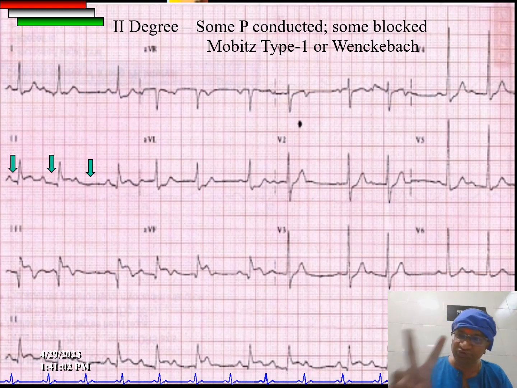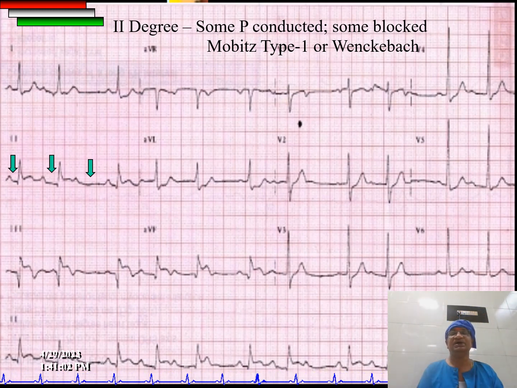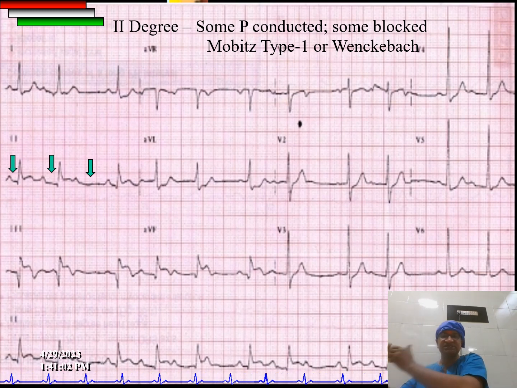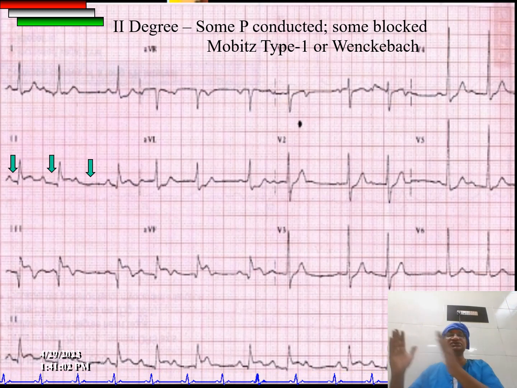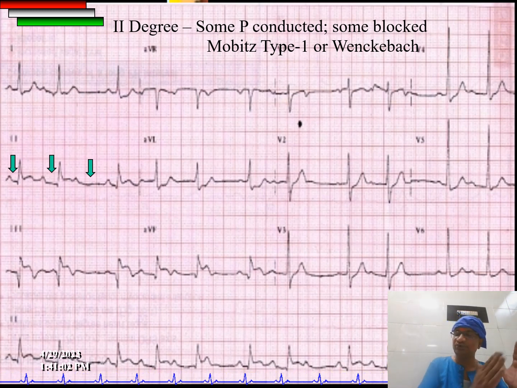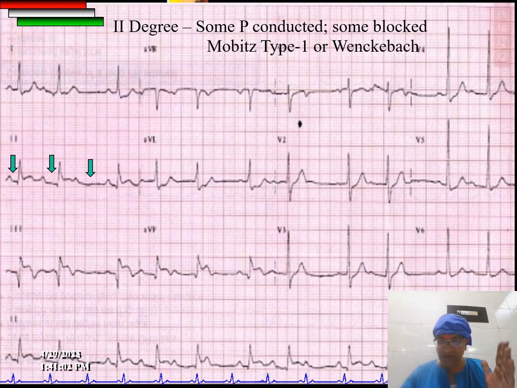In this, there are two types. Type 1 is Wenckebach, where you see here the PR interval is prolonged and slowly increases to cause a drop beat. PR interval is normal here, prolonged here. PR interval is 0.2 seconds, 0.24 seconds, 0.28 seconds, drop beat. Slowly the PR interval prolongs to have one drop beat.